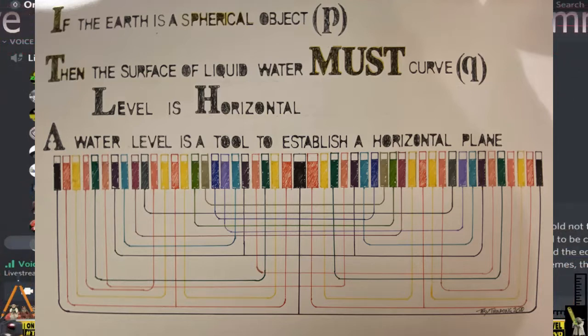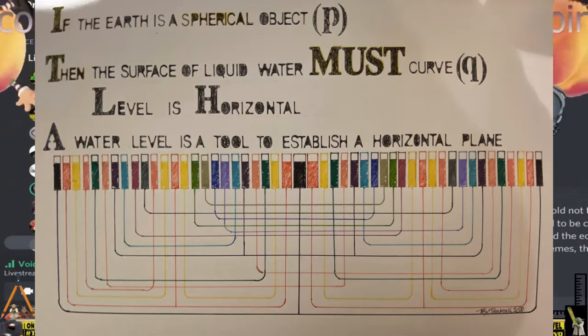Antecedent. If the Earth is a spherical object, P, then the surface of liquid water must curve, Q. Yeah, so that's a good setup. You agree to antecedent and consequent. P's and Q's. Just cut to the chase. Tell me about the black swan.